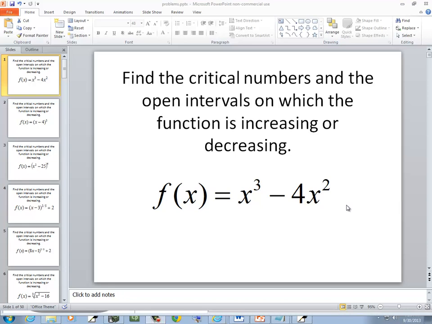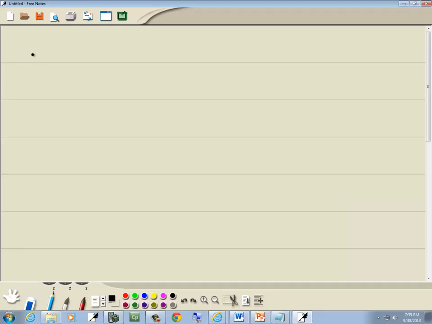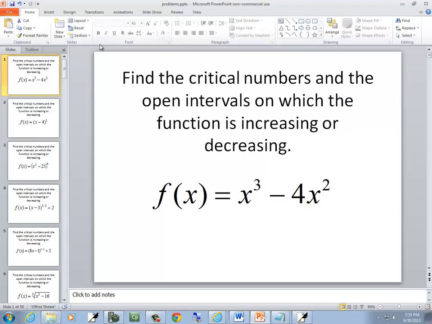In this problem, we want to find the critical numbers and open intervals in which a function is increasing or decreasing. So we've got f of x is equal to x to the third minus 4x squared.